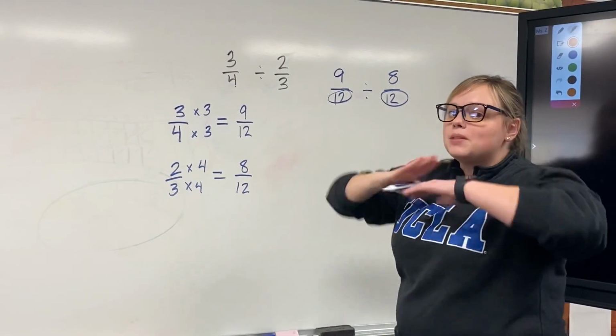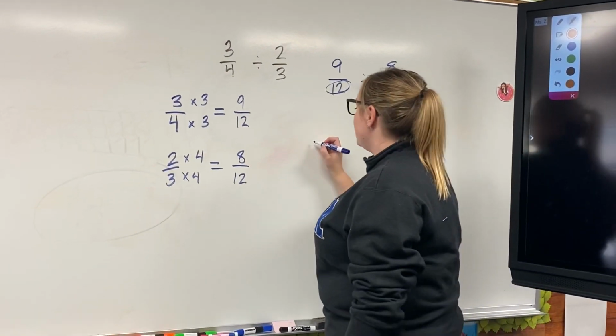Now that I have this, my only step with this is to draw a tape diagram of 12. That's my first step, and that's going to be the last thing I do with the denominator. So I'm going to draw 12.